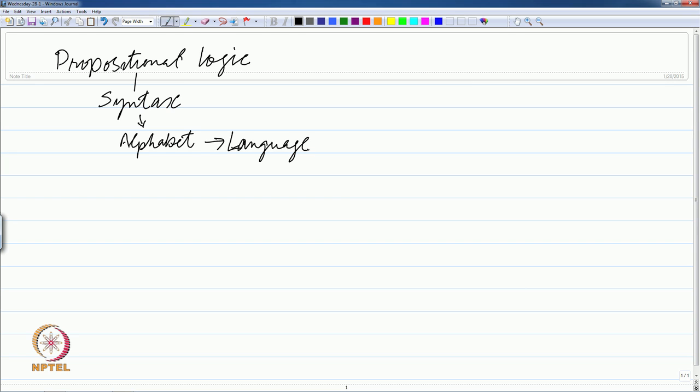The alphabet includes, if you remember, things like connectives and propositional variables and so on. A language is basically a set of sentences. And the alphabet is essentially things like and, or, not, p, q, r. Without going into details, these are the kind of things that we had. And then we have semantics.